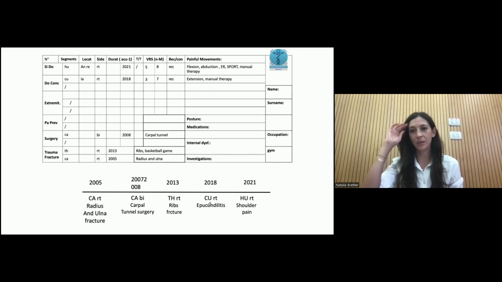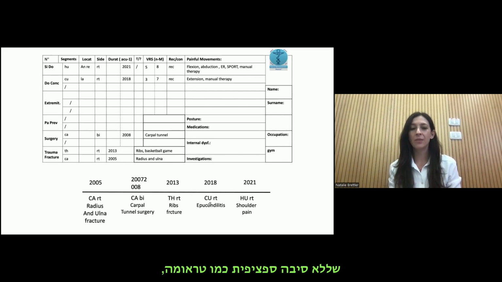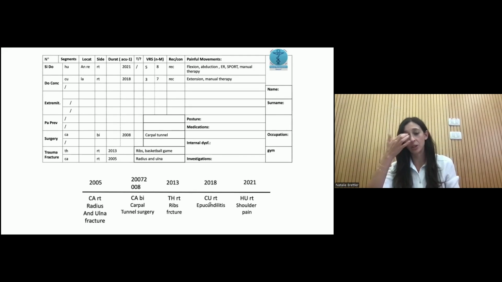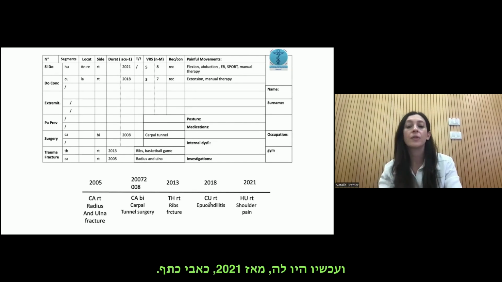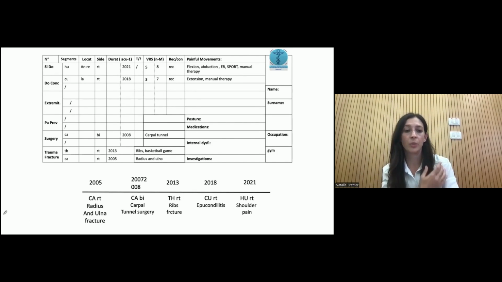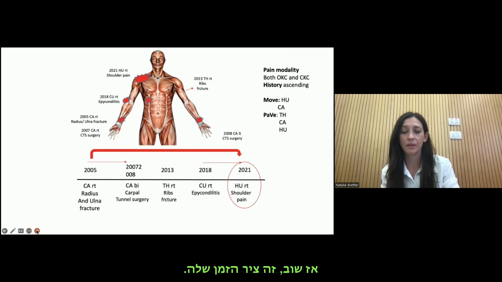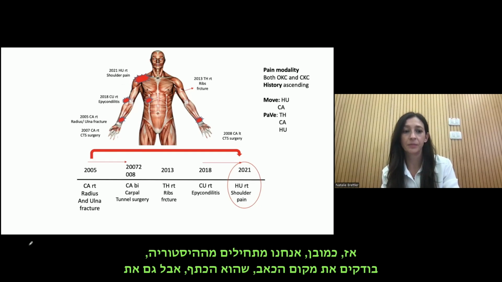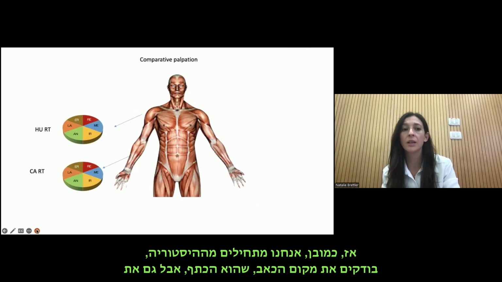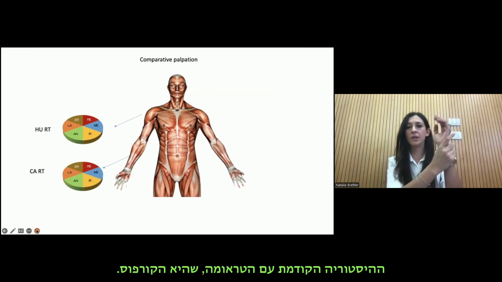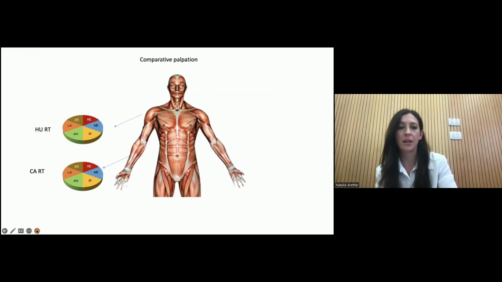Again, every symptom without a specific reason, such as trauma, surgery, and so on, we consider as compensation. And now she had, since 2021, the shoulder pain. So again, this is her timeline. It started from the fracture here up to pain here. So of course, we're starting from the history, checking the site of pain, which is the shoulder, but also the previous history with the trauma, which is the carpus.